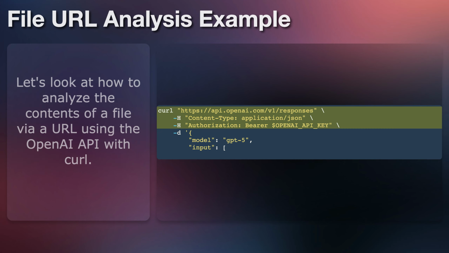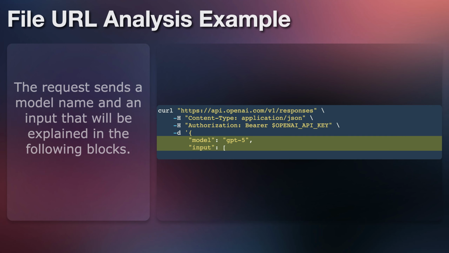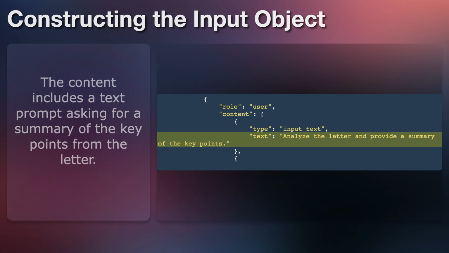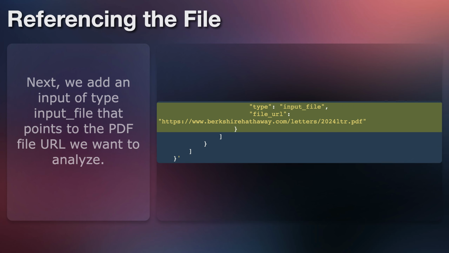Let's look at how to analyze the contents of a file via a URL using the OpenAI API with curl. The request sends a model name and an input that will be explained in the following blocks. Inside the input array, we define a user message with its content. The content includes a text prompt asking for a summary of the key points from the letter. Next, we add an input of type input file that points to the PDF file URL we want to analyze.